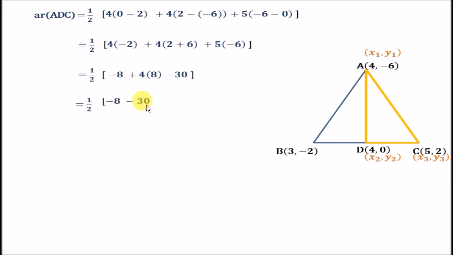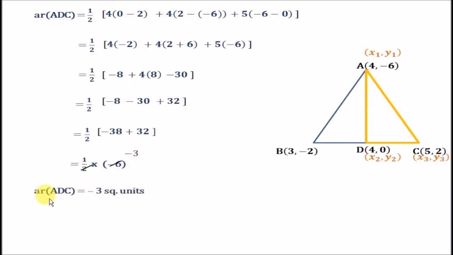Let's bring the quantities with same signs together, and plus 4 8s are 32. Minus minus plus, but sign will remain minus. 8 plus 30 will give us 38, that is -38 plus 32. Half into plus minus minus, 38 being the bigger number, minus sign will retain. So -6, 2 1s are 2, 2 3s are 6, or -3. Area of triangle ADC equals -3 square units.